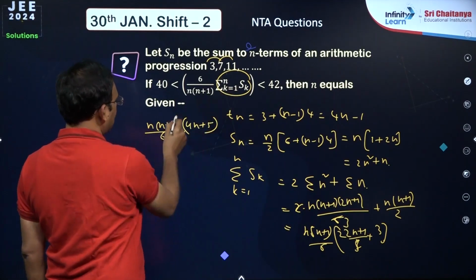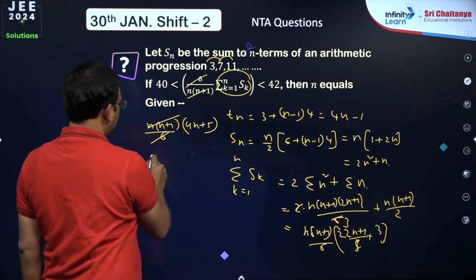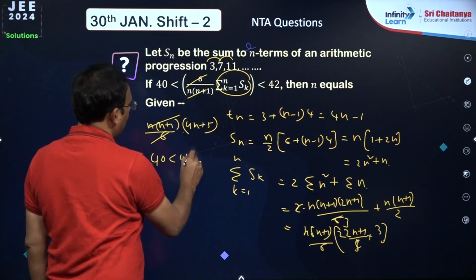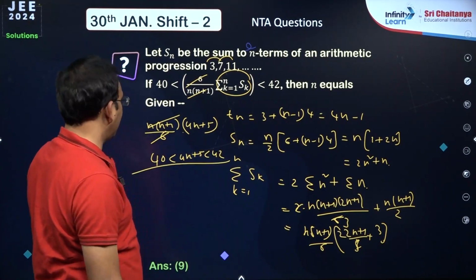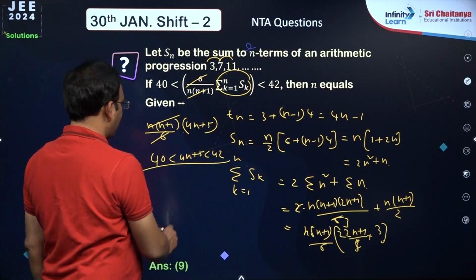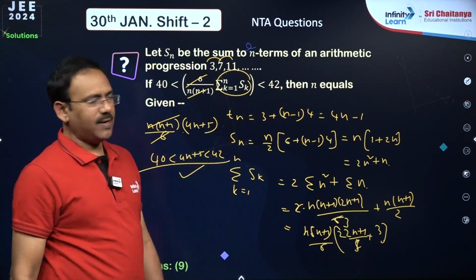So if you substitute here, n into n plus 1 by 6 gets cancelled. So 40 is less than 4n plus 5, which is less than 42. Accordingly, you can find the n value to be 9. Yeah, 36 plus 5 is 41. So n is equal to 9, my dear friends.